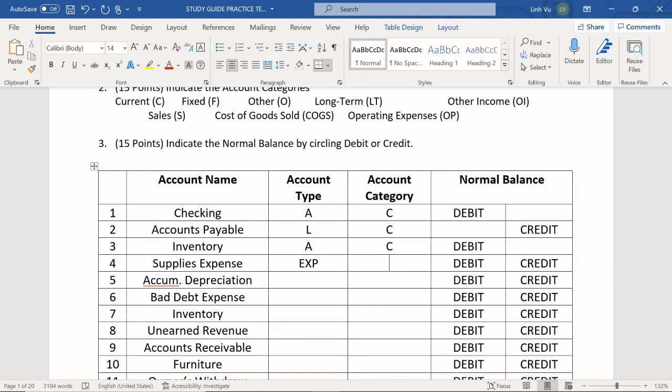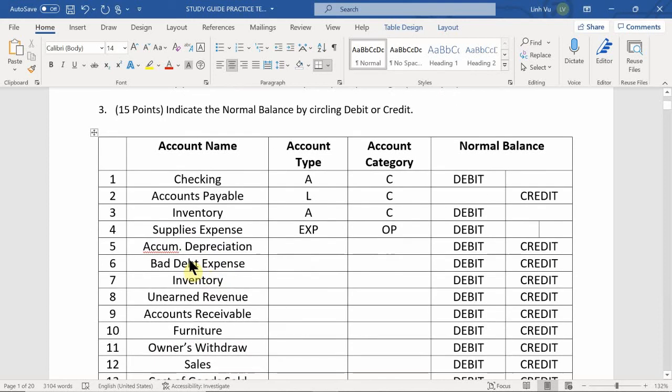Now, what kind of expense? It is operating expense, no? Yep, good. Operating expense, good. And what kind of balance would it normally have? Debit. Yes. Expenses are debits, yes. What about accumulated depreciation? I know that is credit. Good, it is a credit, for sure.